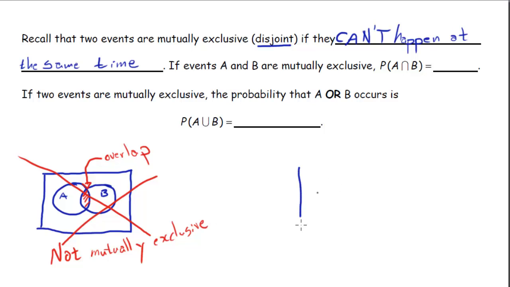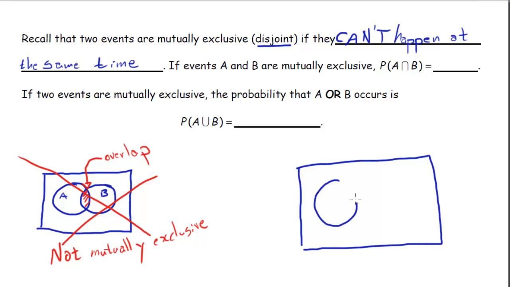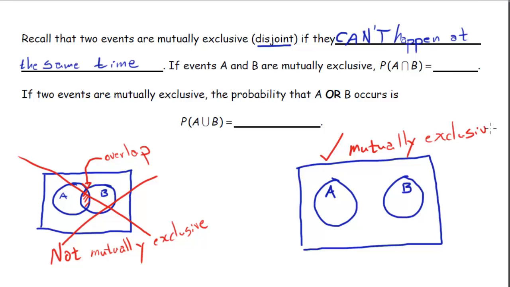So if two events are mutually exclusive, they can't happen at the same time, or they are completely separate. So that would look more like this. A is over here and B is over here, and these two events are mutually exclusive because there is no overlap. So they can't happen at the same time, or they are completely separate.